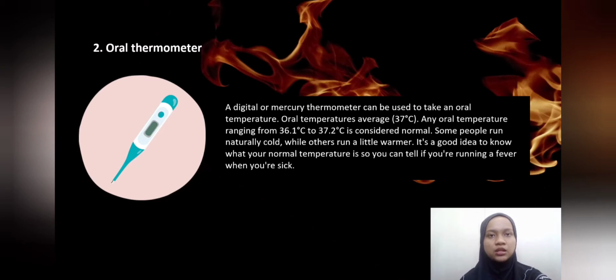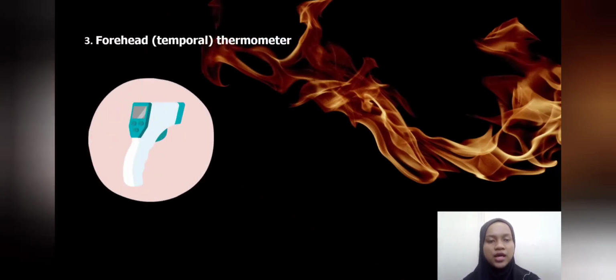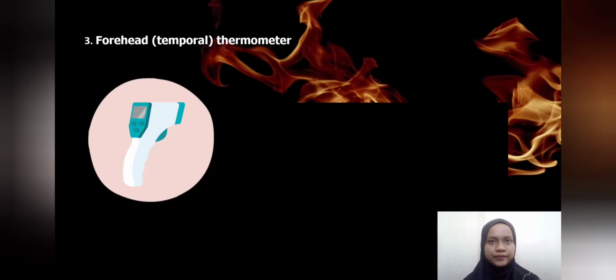Some people run naturally cold while others run a little warmer. It's a good idea to know what your normal temperature is so you can tell if you are running a fever or when you are sick. The third type of thermometer is the forehead, also known as the temporal thermometer.